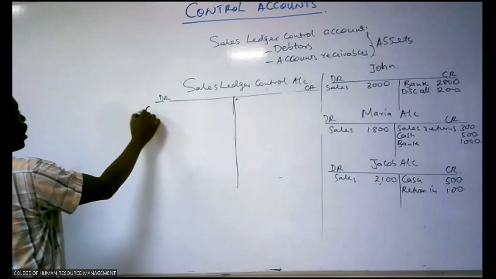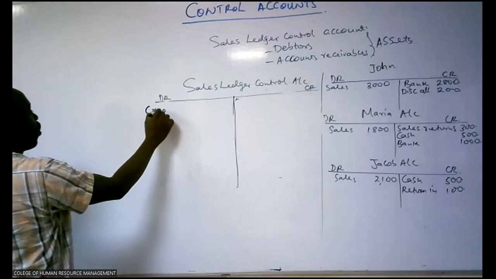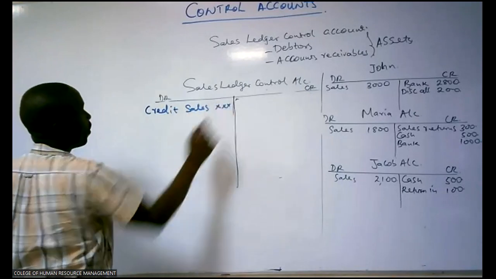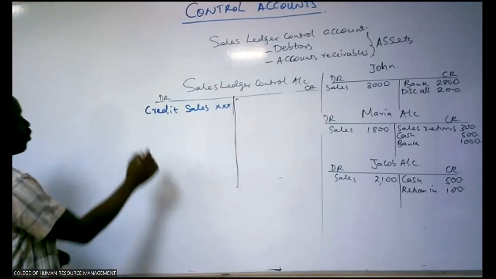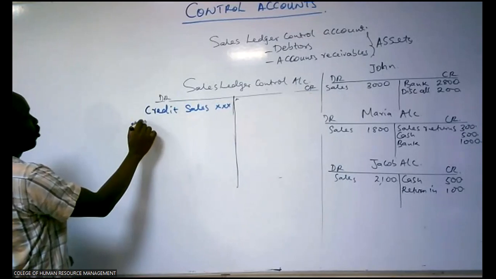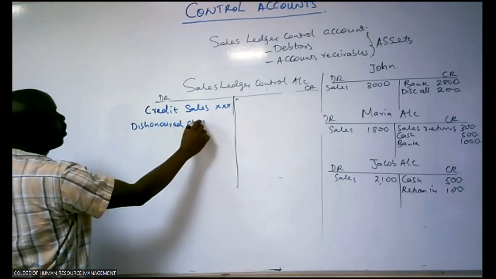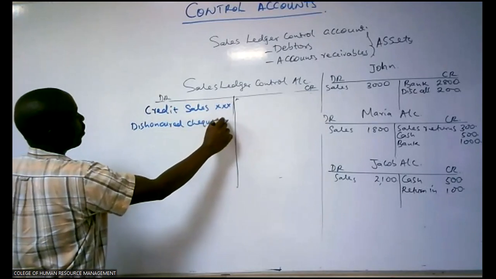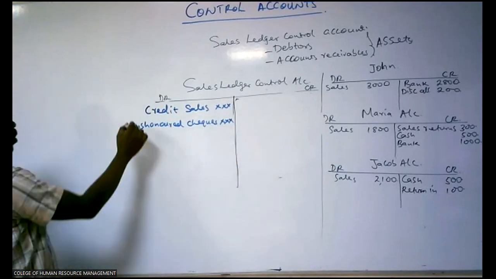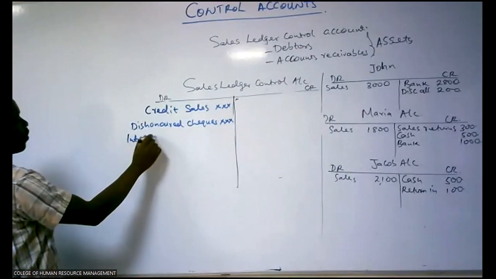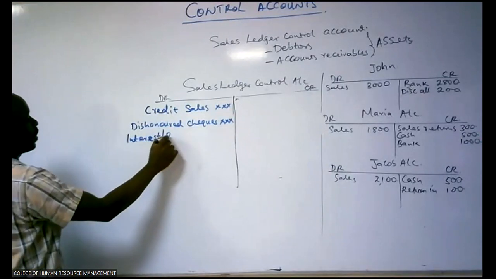So I've said here we shall be debiting by what we call the credit sales. We shall also be debiting by what we call the dishonored checks. The interest. Okay, the interest on penalty.